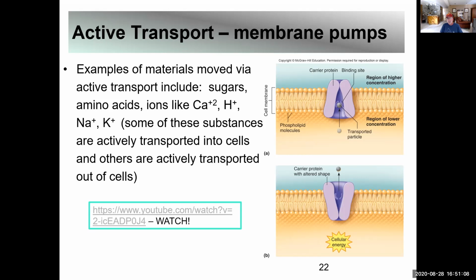Here you can see the way it works. First, the cell membrane begins to pinch around the substances, and eventually it forms a vesicle, which can carry the substance to any part of the cell.